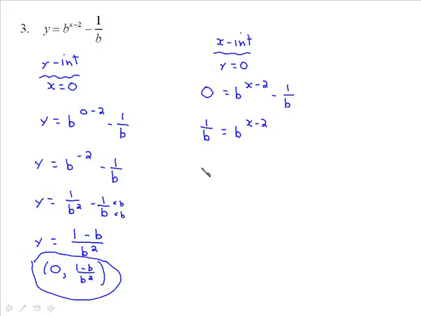Get yourself a base of b. So 1 over b becomes b to the negative 1. And that's equal to b to the x minus 2. Drop the bases b. Negative 1 is equal to x minus 2. Add 2 on, and x is equal to 1. So this one is going to have an x-intercept of 1, 0, interestingly.